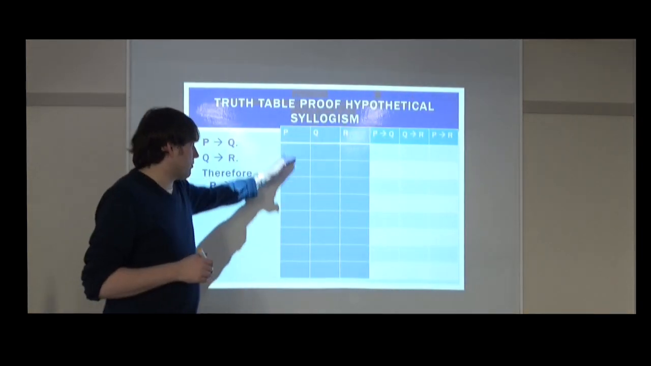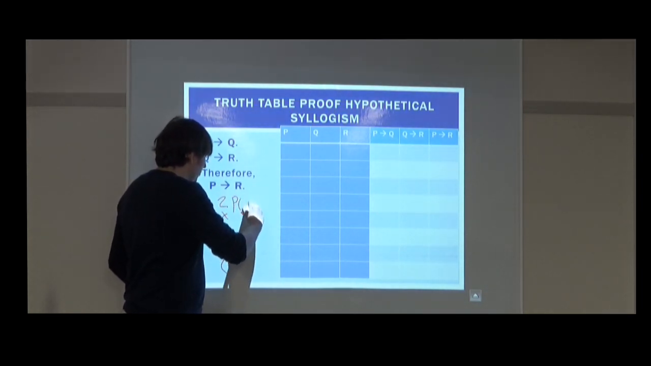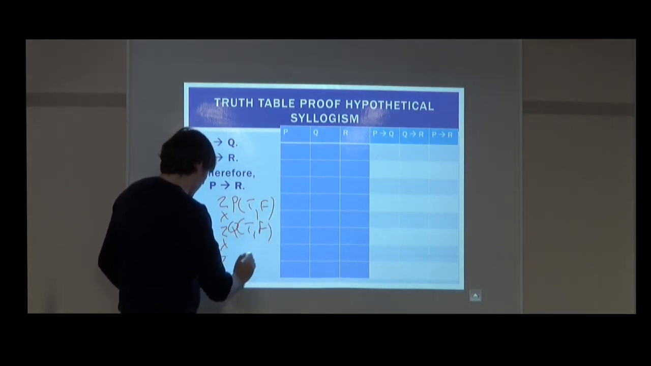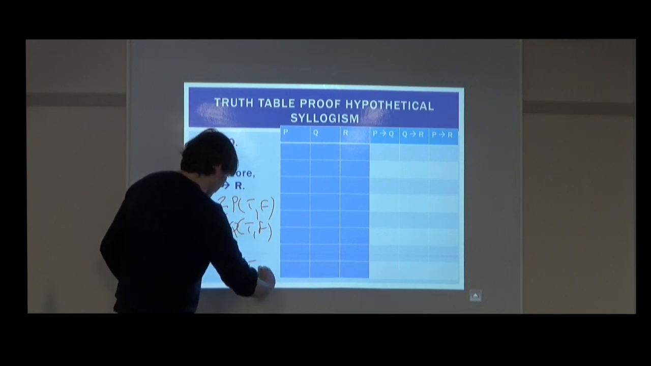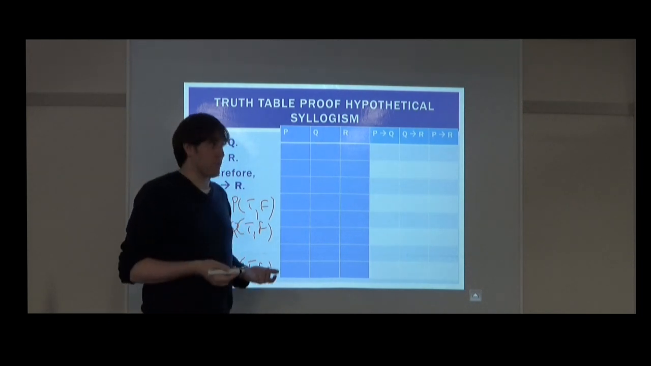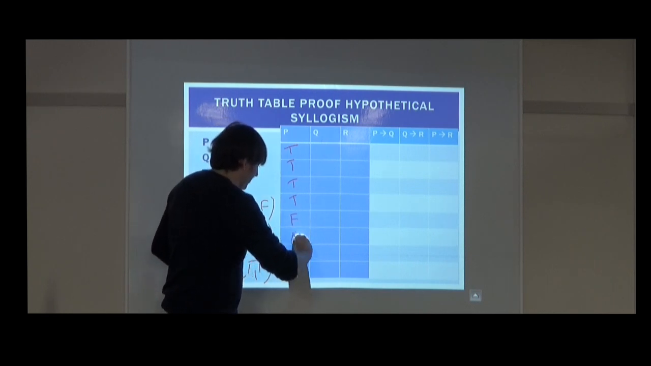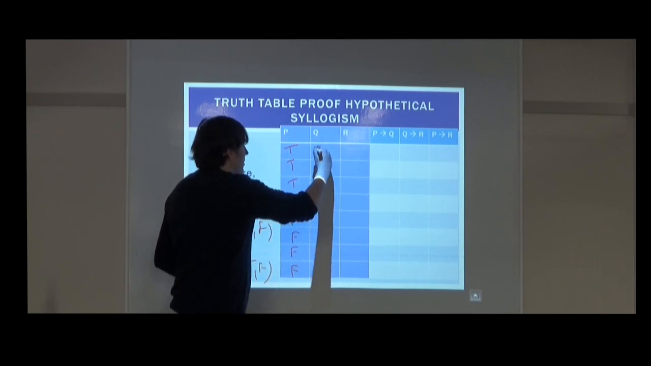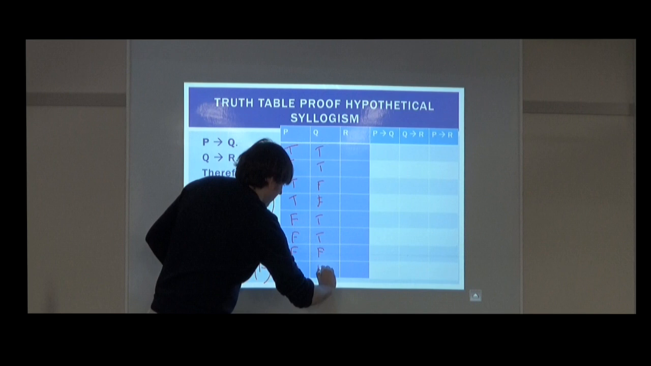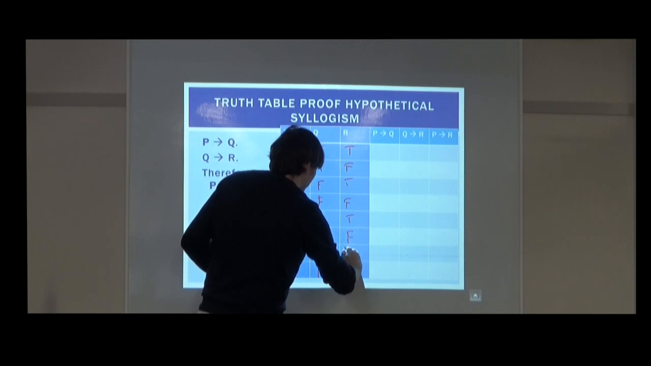Now we need 8 rows because we have 2 times 2 times 2: P could be true or false, Q could be true or false, and R could be true or false. That gives us 3 variables, which means we need 8 rows. So I'm going to write these out for you. We go true, true, true, true, false, false, false, false. Then true, true, false, false, true, true, false, false. Then true, false, true, false, true, false, true, false.